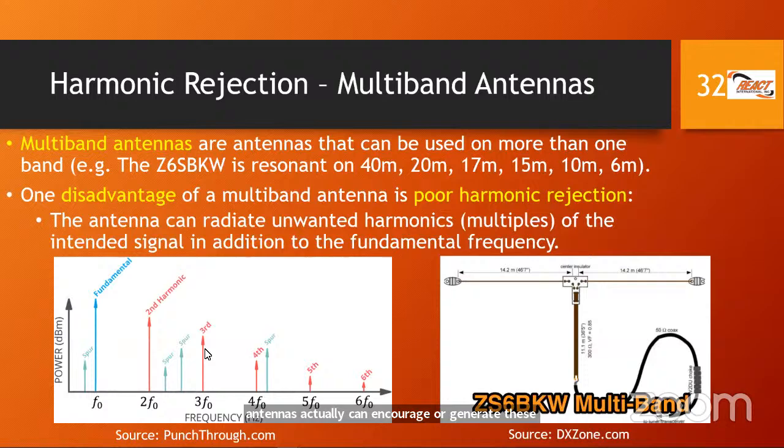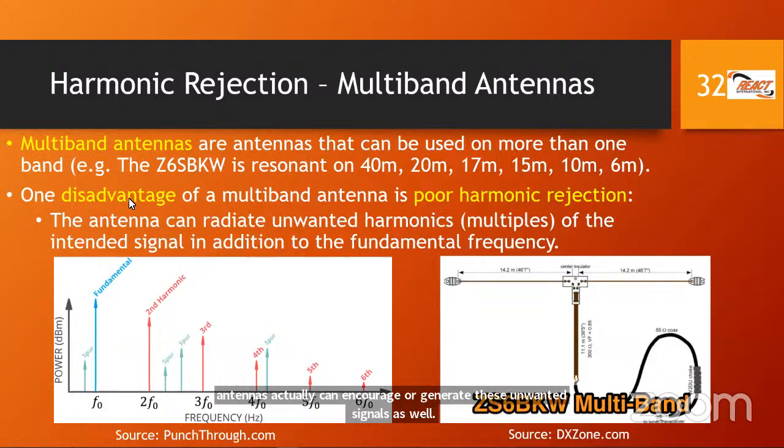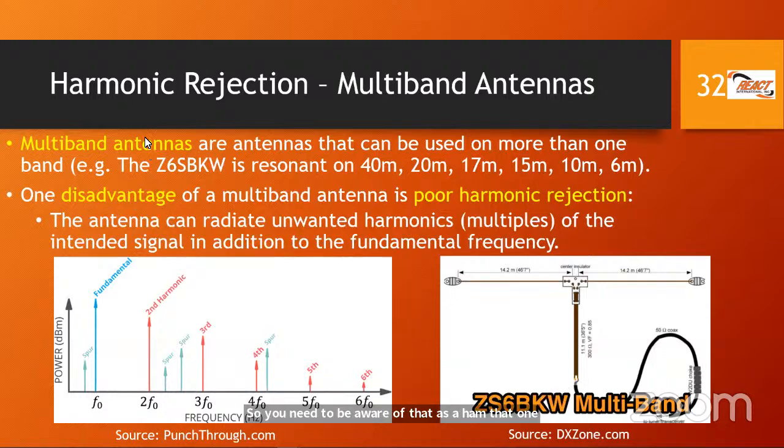So you need to be aware as a ham that one of the disadvantages of any multi-band antenna could be poor harmonic rejection. These harmonics, as we call them, are present and could be problematic for us. They may cause interference or other issues, right?